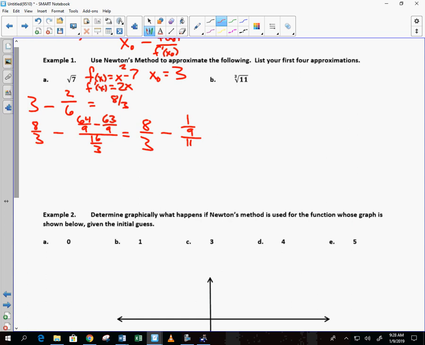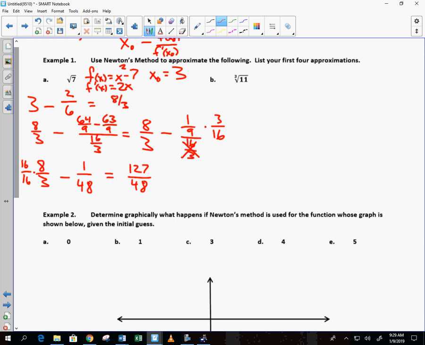1/9 over 16/3. How do I simplify that? Multiply by the reciprocal. Multiply by 3 over 16. What happens? 8 over 3 minus 1 over 48. Can I find common denominators there? Yeah. I'll have to multiply top and bottom by 16. Anybody know what 16 times 8 is? 128 minus 1 is 127 over 48. That would be our third guess.